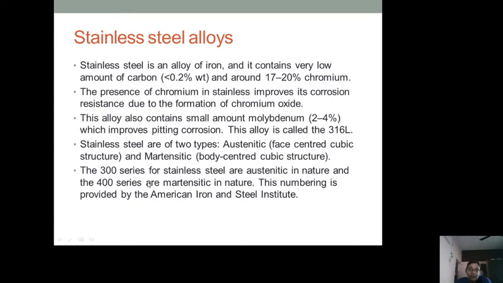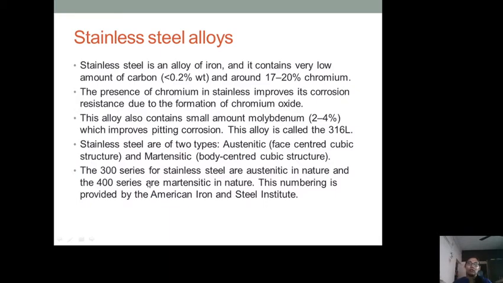Stainless steel, as we all know, is an alloy of iron. It contains very low carbon and around 17 to 20% chromium. I spelled chromium correct, I was just looking at the spelling. The presence of chromium in stainless steel improves its corrosion resistance due to the formation of chromium oxide. Chromium oxide is a protective layer that forms on the surface of the stainless steel, and this is non-corrosive.